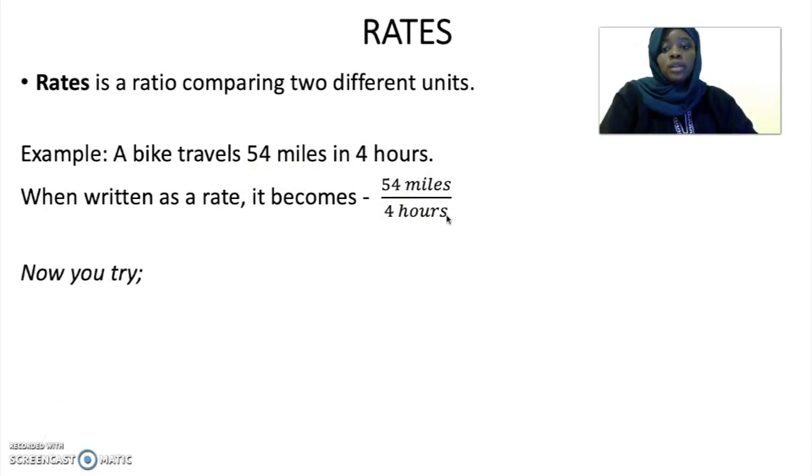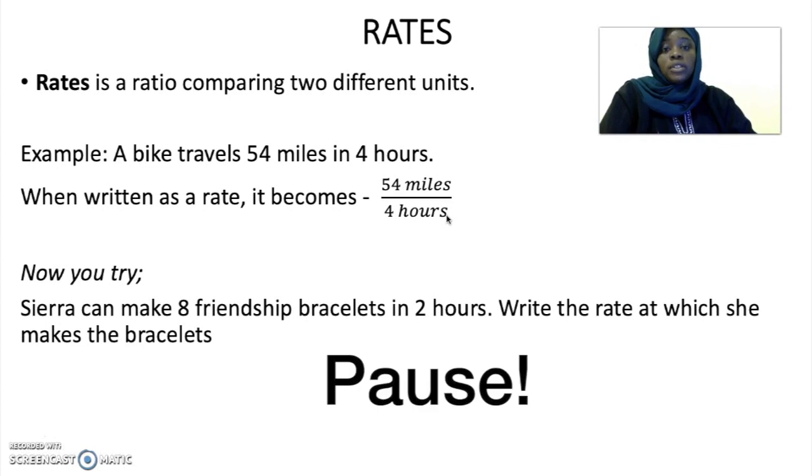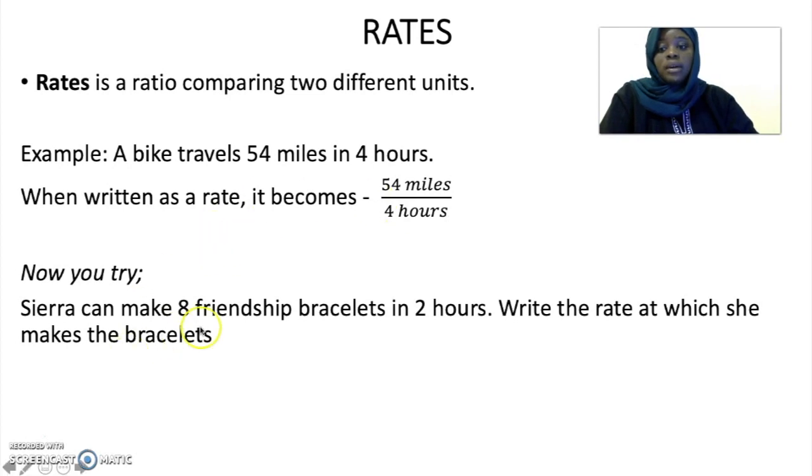Now, why don't you try this? You can go ahead, pause the video, and play back when finished. Sierra can make 8 friendship bracelets in 2 hours. Write the rate at which she makes the bracelets. The rate at which she makes the bracelets becomes 8 bracelets per 2 hours, or 8 bracelets over 2 hours.